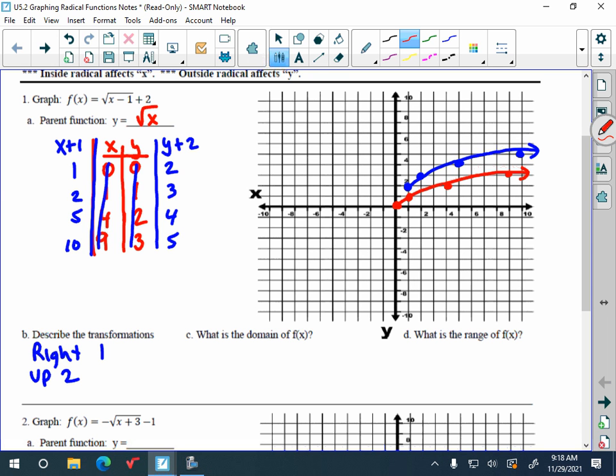All right, now we also want to state the domain and the range. All right, so what would the domain of this graph be? It's off the blue one. I just put in the parent one just so you can see how the transformation works.